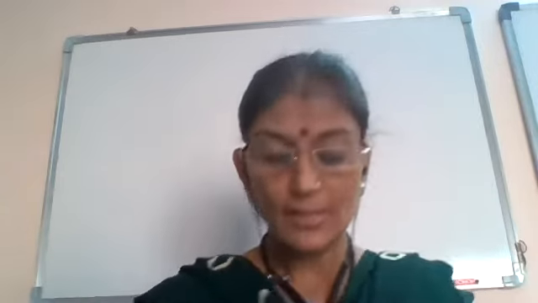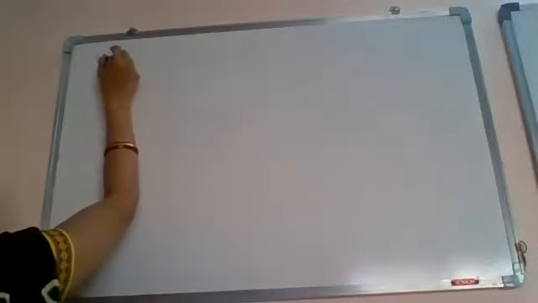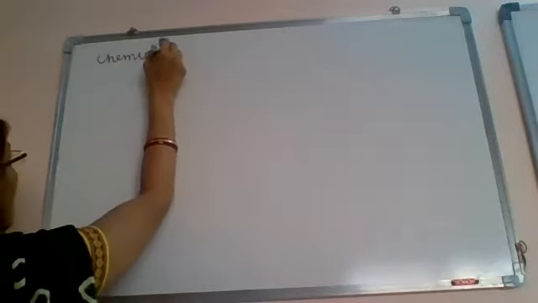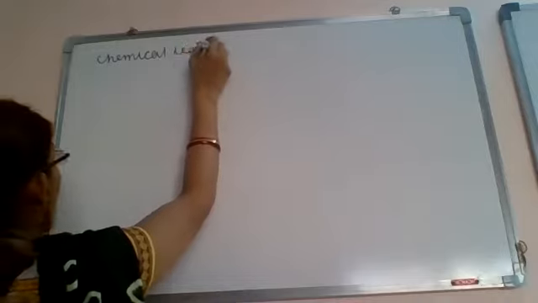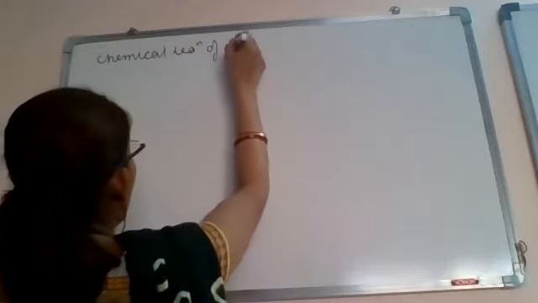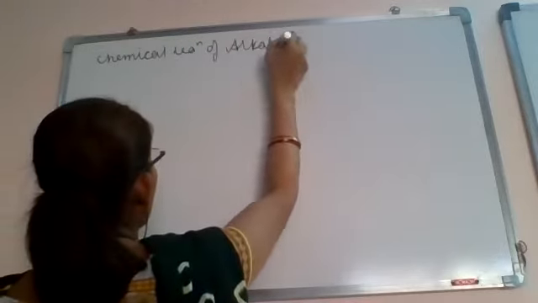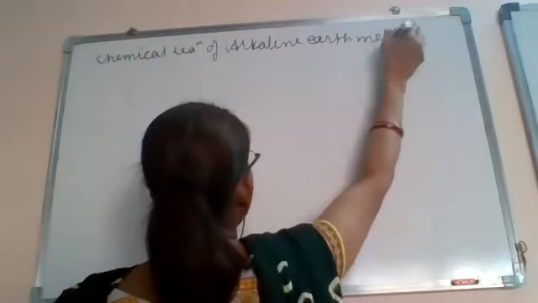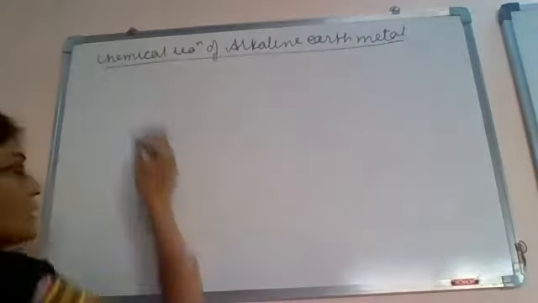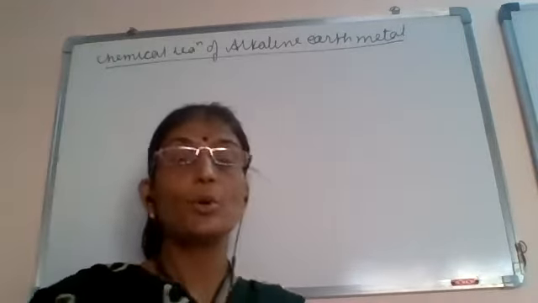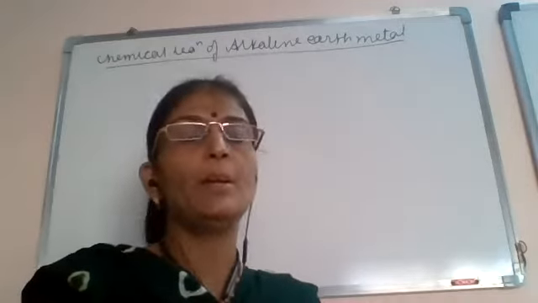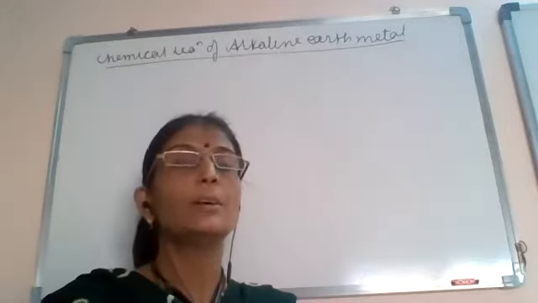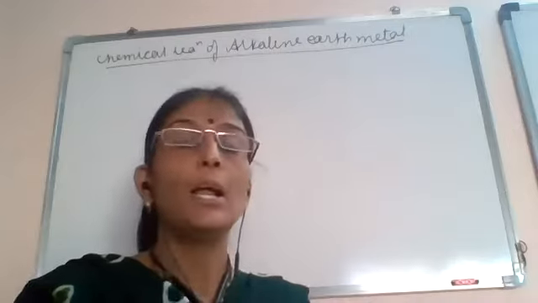First we are starting with reactivity towards air and water. Chemical reactions of alkaline earth metals. Which elements are alkaline earth metals, students? It is group 2 elements in your periodic table. Now we are starting with chemical reactions of alkaline earth metals.